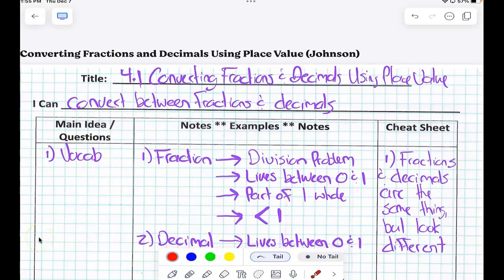4.1, converting fractions and decimals using place value. Question. Do you guys know what place value is? Yes. If you know how to read place value, this lesson should be pretty easy. True or false? True. Vocab.